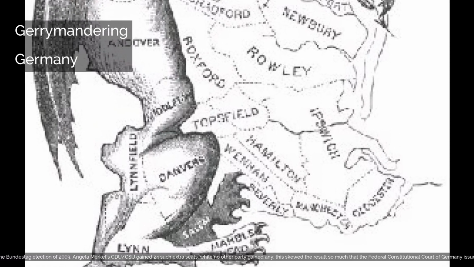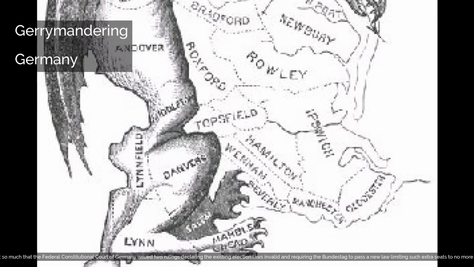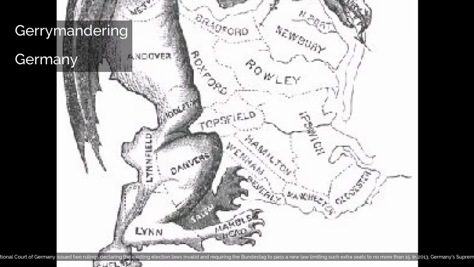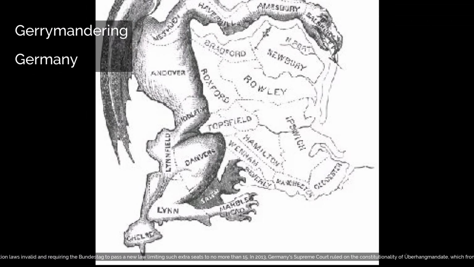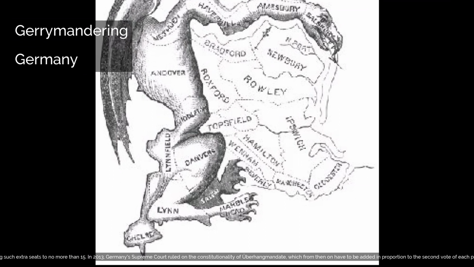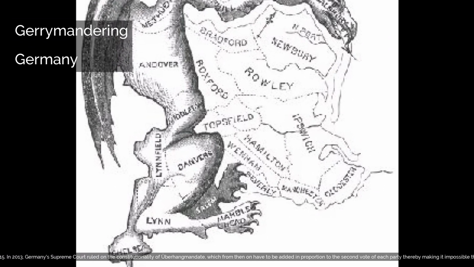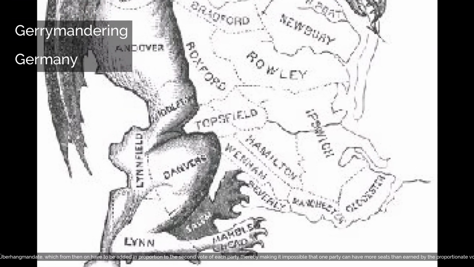This skewed the result so much that the Federal Constitutional Court of Germany issued 2 rulings declaring the existing election laws invalid and requiring the Bundestag to pass a new law limiting such extra seats to no more than 15. In 2013, Germany's Supreme Court ruled on the constitutionality of Überhangmandate, which from then on have to be added in proportion to the second vote of each party, thereby making it impossible that one party can have more seats than earned by the proportionate votes in the election.